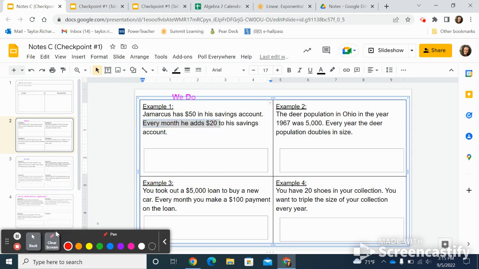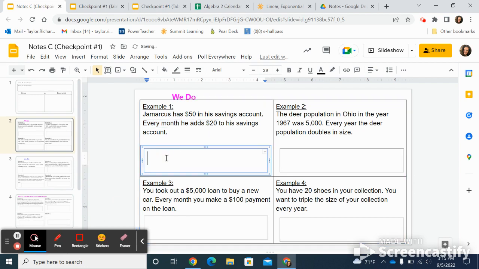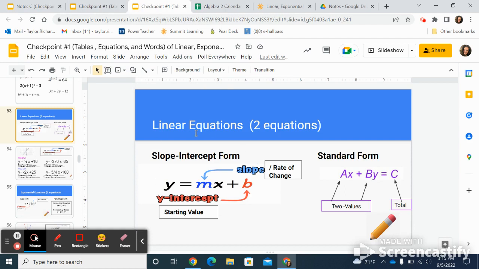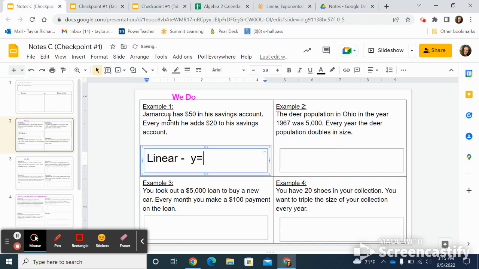So I'm going to first start, actually, I'm going to type in this box that it's linear. Okay, so I know I'm telling myself what it is. But what I'm asking you to do is to make the equation that represents this situation. So if I go back, this is actually from our last set of notes. If we remember, here is the linear equation, right? y = mx + b. So I'm going to start by typing that in my box, okay?